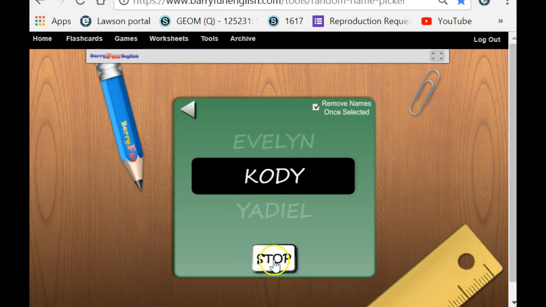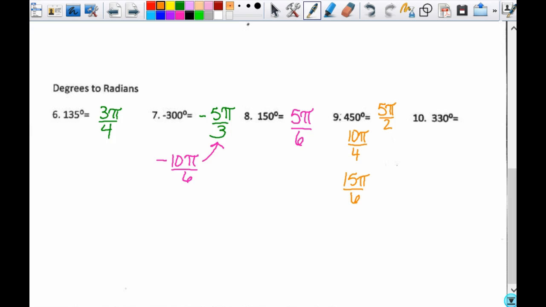Okay. So then the last one. Katie, what'd you get for the 330? 11 pi over 6. Y'all agree with that? Yes. 11 pi over 6. Good. So do you see how to kind of handle them? We're not doing a direct conversion like with your conversion factor. I would do that for angles like 335 or something that wouldn't have something that would divide into it.